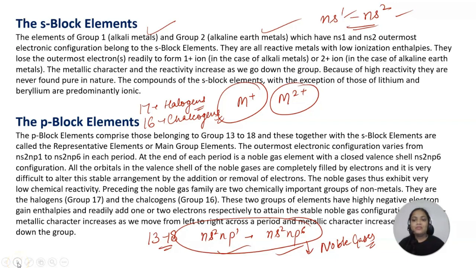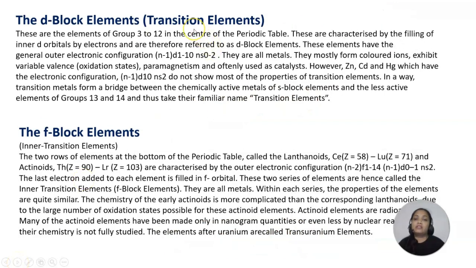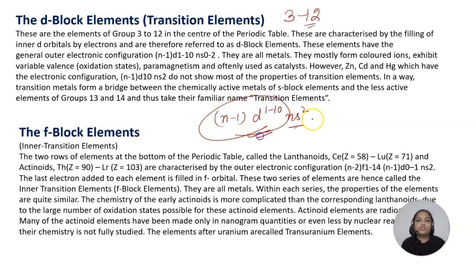Now let us talk about the d block transition elements, groups 3 to 12. I told you that here the d orbitals are filled, so (n-1)d1 to 10 and ns2. So d filling starts here. Like if you are filling the 4s orbital, then 3d is filled before that. So that is the thing. Here for ns you can write 0 to 2.